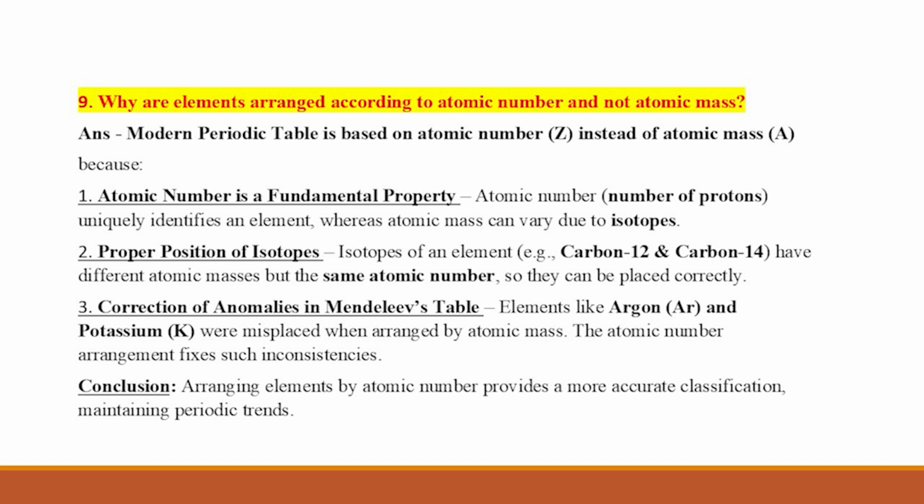Conclusion: arranging elements by atomic number provides a more accurate classification, maintaining periodic trends.